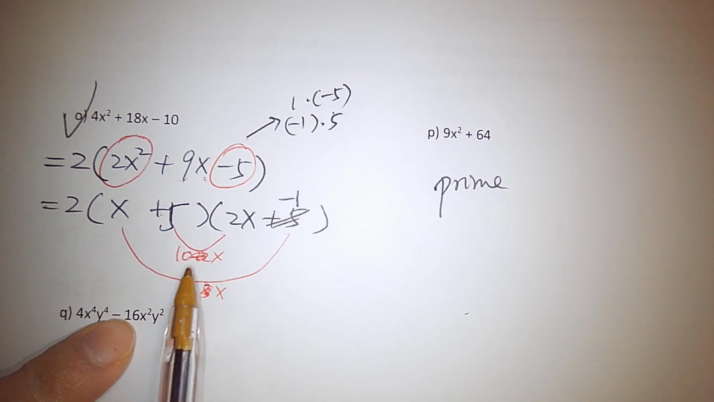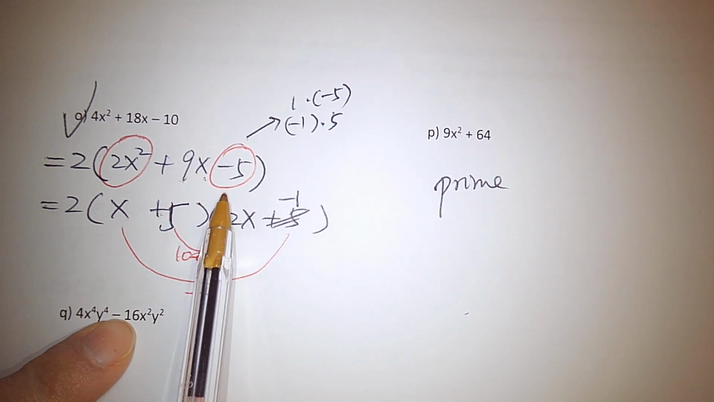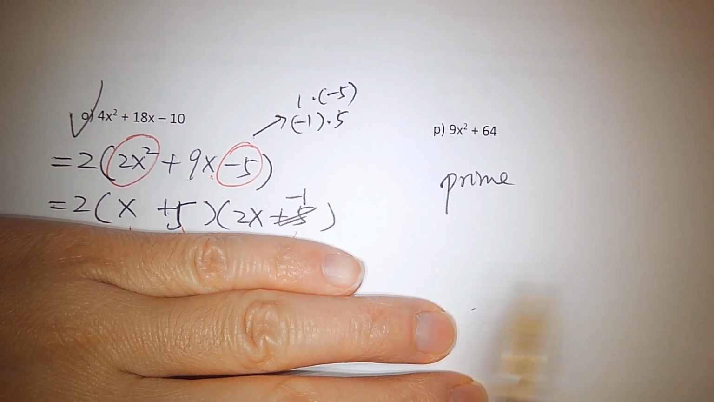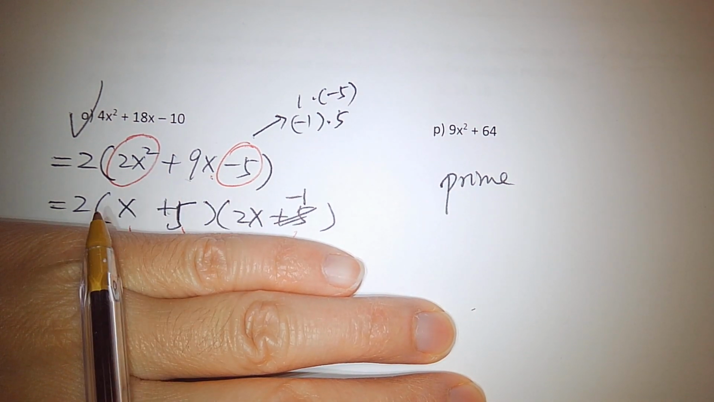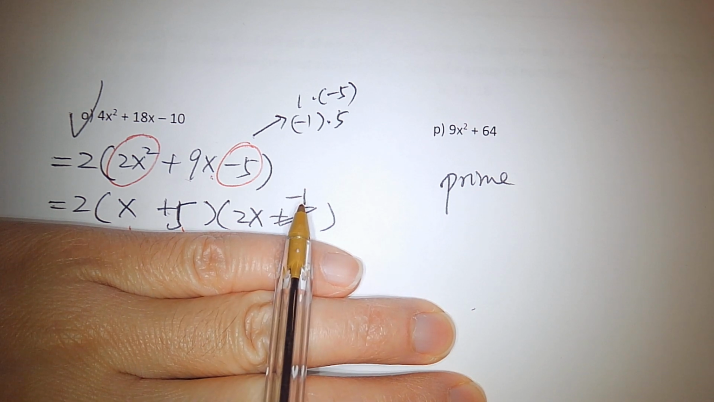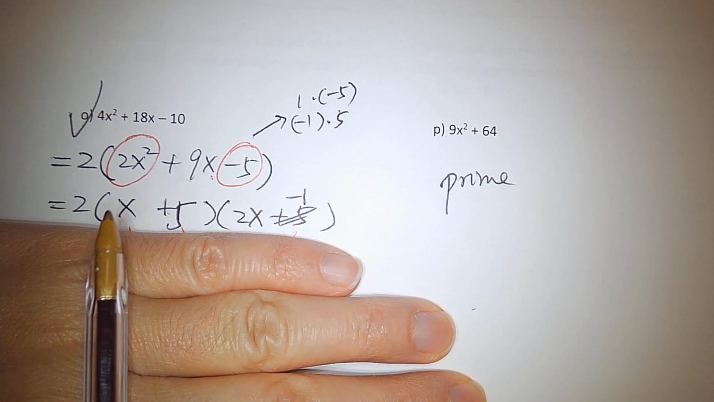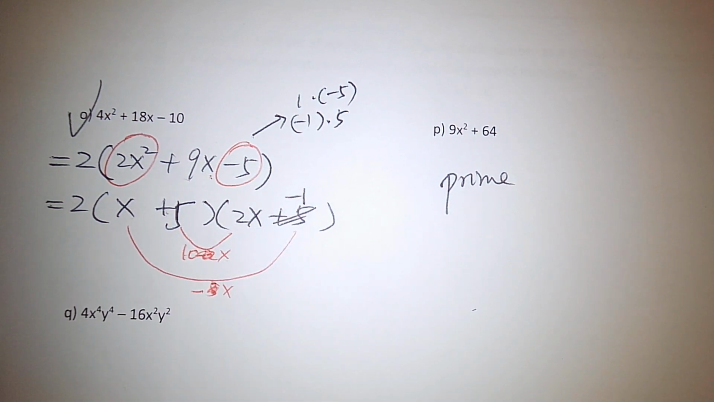Negative x. So 2x plus negative x equals x. Yes or no? Yes, done. See? We can factor this trinomial as x plus 5 times 2x minus 1. We have to give it a try sometimes. Sometimes we may not get the correct answer the first time. We have to do trial and error. Okay, check and try, whatever you call it.